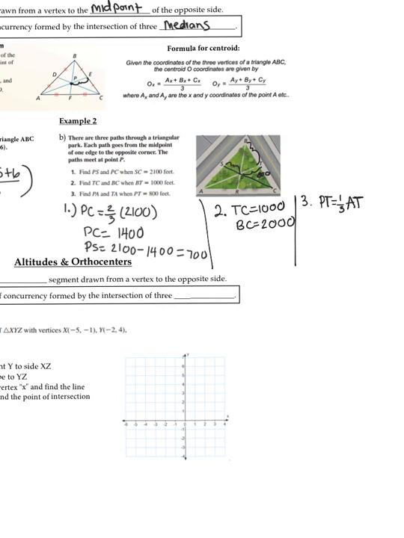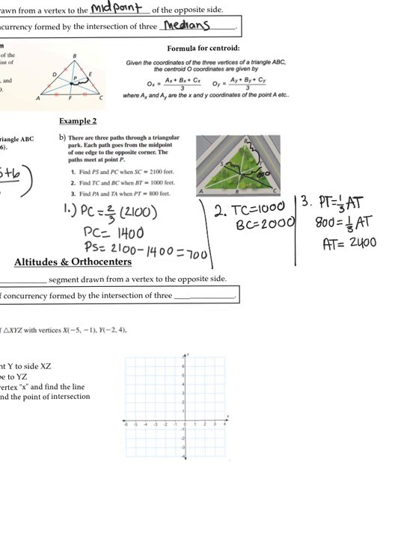So if PT is 800, then I can say 800 equals 1/3 AT. And then from there, to find AT, I just multiply both sides by 3. And so then I would get that AT, or my entire side length, is 2400.